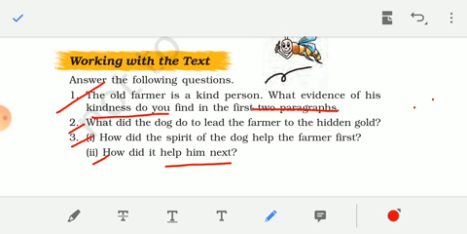Okay, dear students, today up to this, questions 1 to 3, you complete in your CW copy. Working with the text, you complete this.